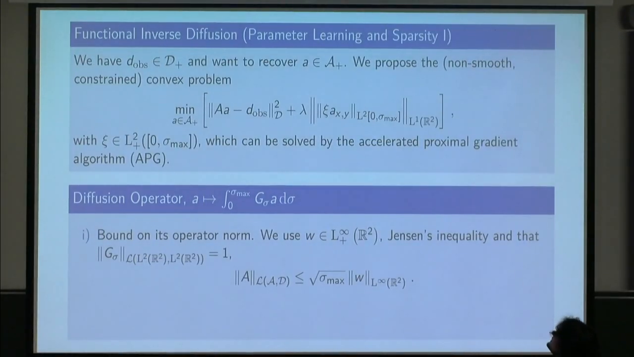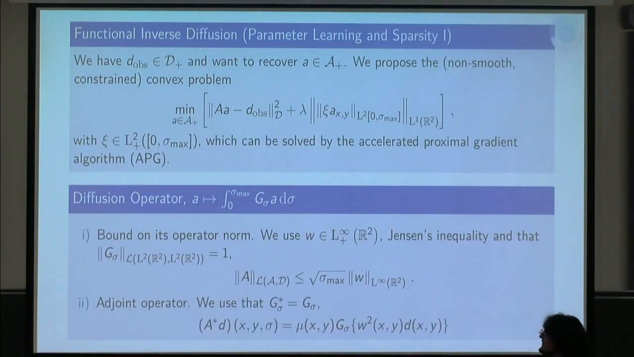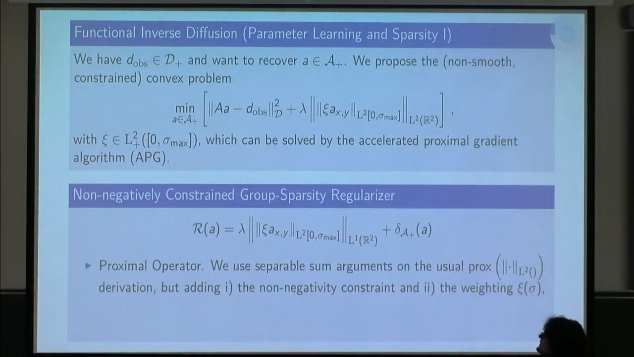So to be able to solve this problem by the accelerated proximal gradient algorithm, we needed to characterize first the diffusion operator. First in terms of its norm, which was easy because the weighting function is bounded, and then Jensen's inequality and all that gives you the bound easily. And then in terms of its adjoint operator, which also was quite easy to derive from the fact that the Gaussian blur is self-adjoint.